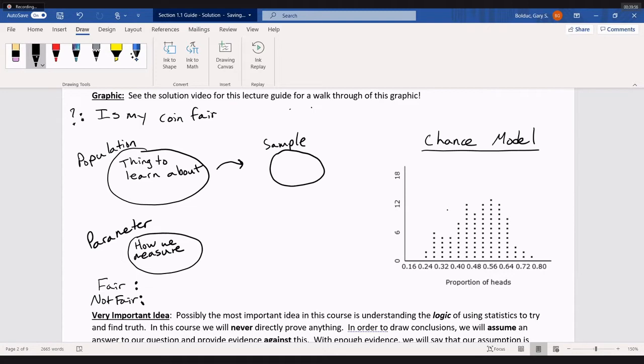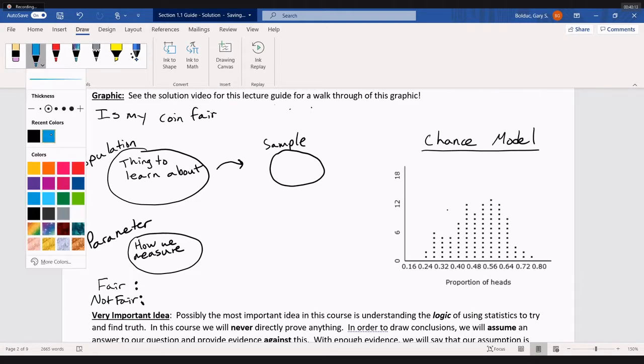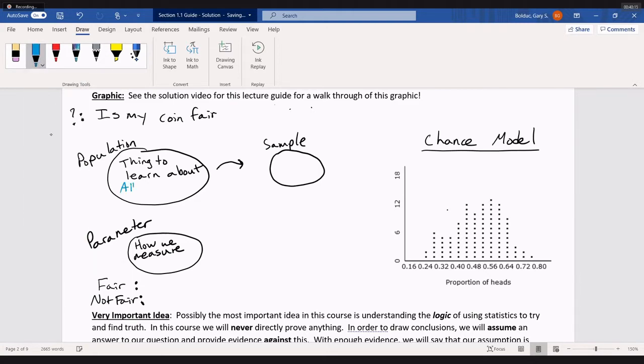So we've talked about this a little bit already. Is my coin fair? So let's just review. What's the population here? I have a coin, I want to know if it's fair. Well, what do I look at to try to understand that question? I would have to look at all the flips. Right? If I really wanted to know if my coin was fair, I'd have to flip it and flip it and flip it and keep flipping it to try to understand that question.